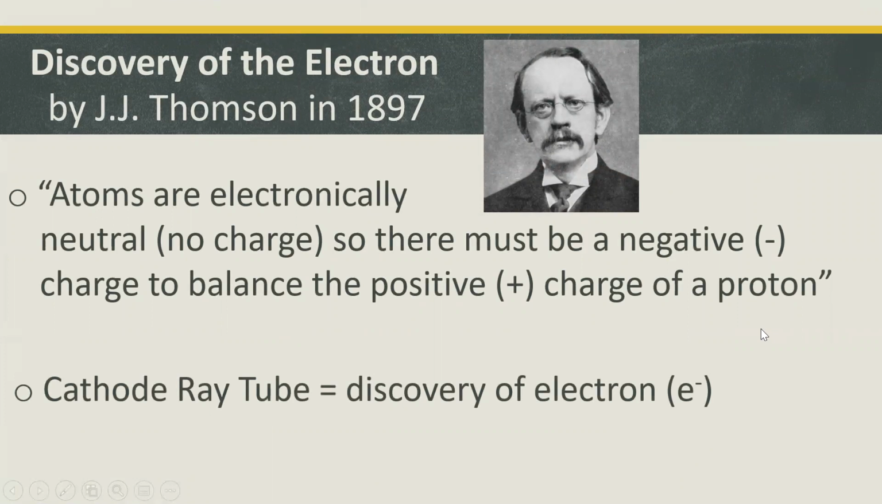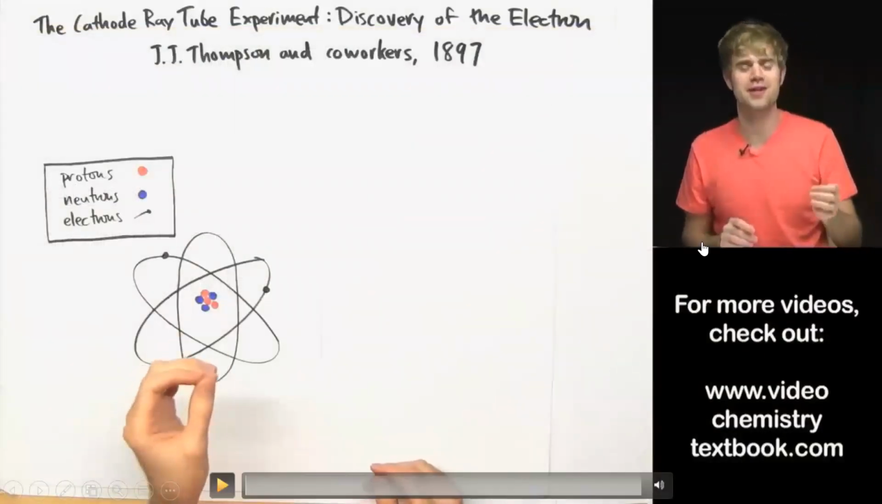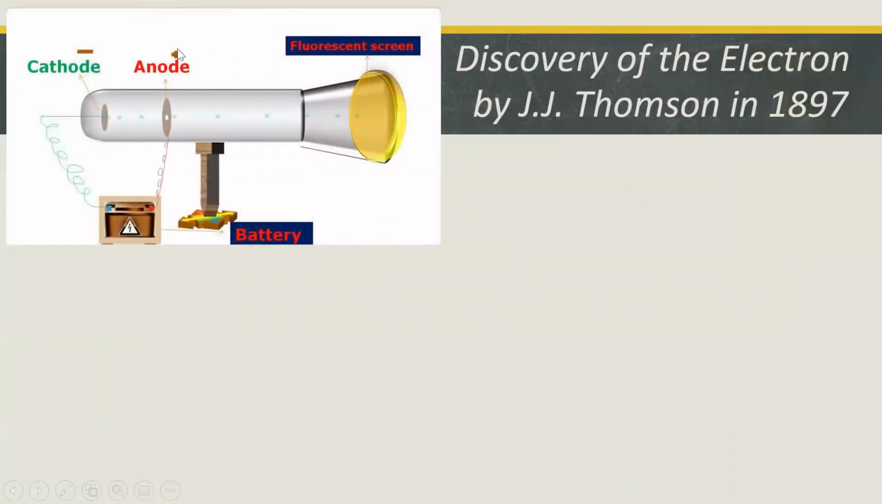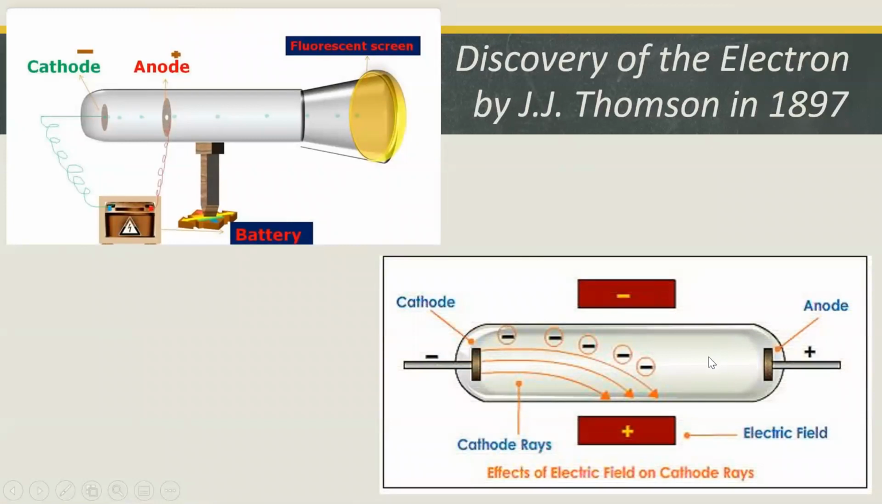So he used the cathode ray tube to discover his electron. I'm going to skip the video. I'll just explain it to you. So this is what the cathode ray tube looked like. It's a glass tube. It's connected to electrical outlets, a cathode and an anode. And then they shot through particles. The goal was to get the particles to hit the end of the tube and fluoresce or light up. This is just another picture of it.